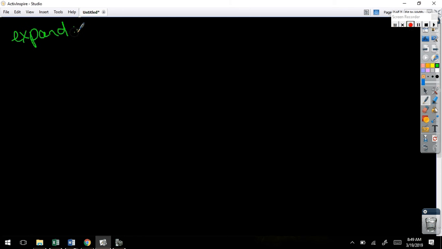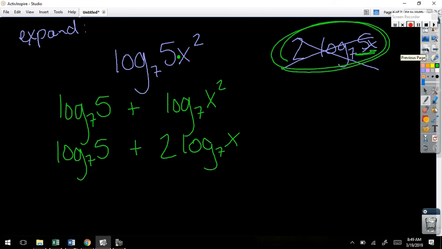Oh, my bad. Wait, if there's a 2 in front of the log, why does it apply to x? Because there was no parenthesis here. A parenthesis would indicate that it went to the whole piece, the 5 and the x. But because there was no parenthesis there, only the x is squared, not the 5.